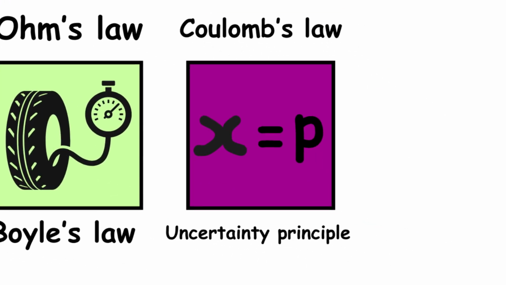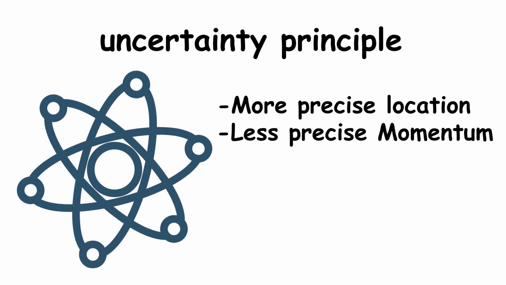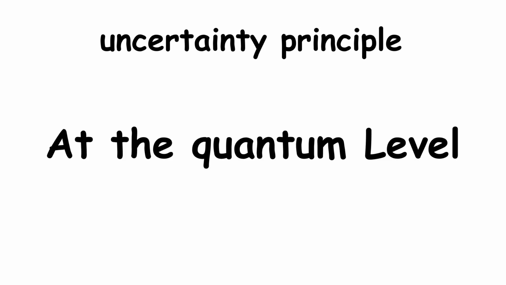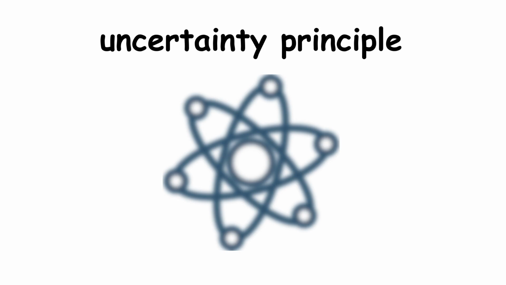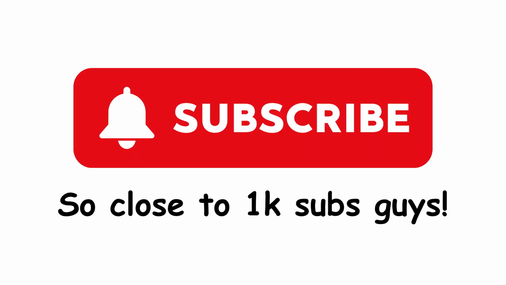Now we have Heisenberg's uncertainty principle. Heisenberg's uncertainty principle says that the more precisely you know a particle's position, the less precisely you can know its momentum and vice versa. At the quantum level, particles are fuzzy. Try to pin down an electron's location and you lose track of its speed. Nature doesn't let you have both. It's not being difficult, it's just quantum rules. And those are all the laws of physics, at least the major ones.